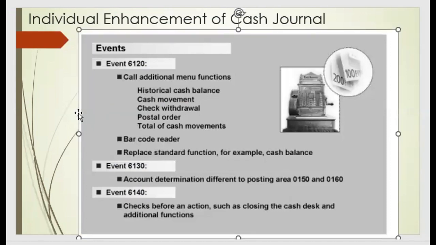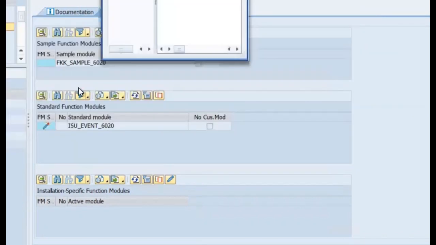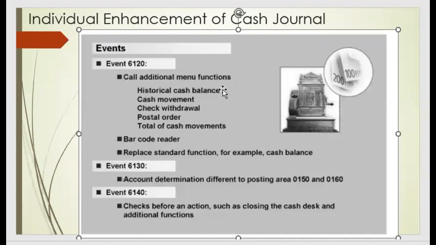So here there are some events like 6120. I didn't show you, right? 6120. No, it's not there. Yeah, journal. Yes, 6120, you can see, prepare the addition function. 6130, account determination. All these events are there. Account determination to posting the amounts.